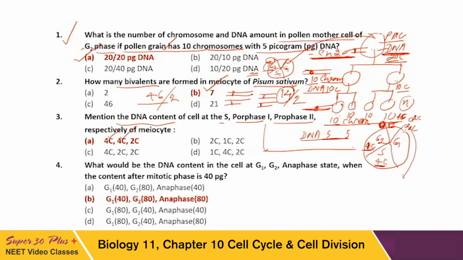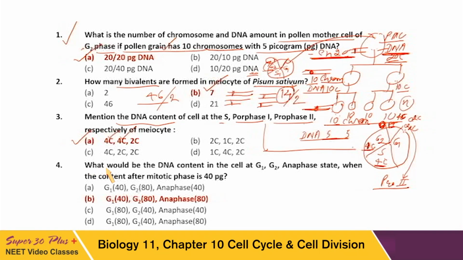Now it will enter into prophase second. In prophase second, what will be there? You see, it's not the end of prophase, it is not anaphase. In prophase second, the amount of DNA will remain 2C only. No doubt in anaphase second, the amount of DNA will be halved, 1C and 1C. But he is asking about prophase second. The right answer will be this one.